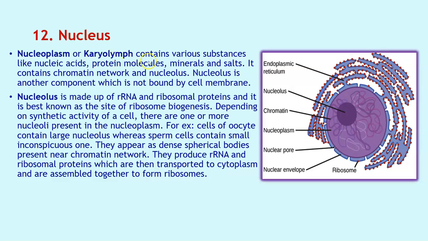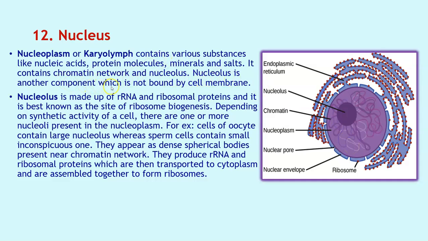Nucleoplasm or the karyolymph. It consists of various substances like nucleic acids, protein molecules, minerals and salts. It contains the chromatin network and the nucleolus. This is the nucleolus, and the thread-like or cord-like structure is called the chromatin.